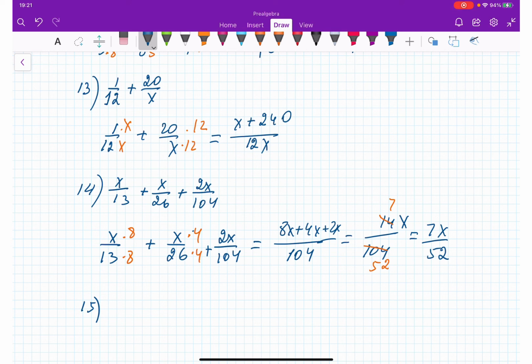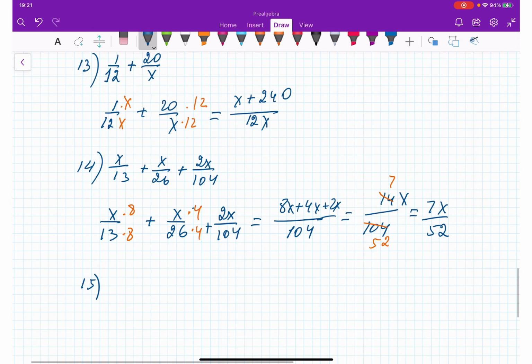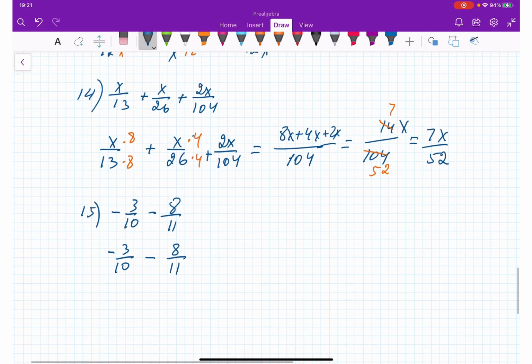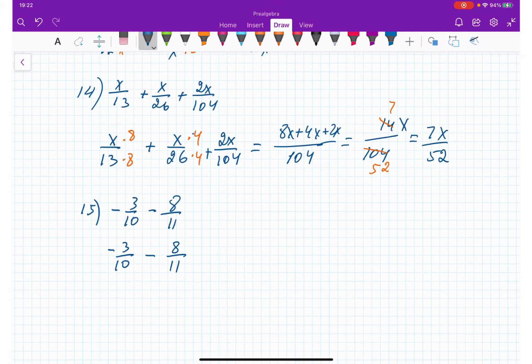And let's solve the last problem. So we have negative 3 over 10, negative 8 over 11. See, both numbers are negative, so it's going to stay negative, right? But we are going to add, let's see, 10 and 11. Since 11 is a prime number, we have to multiply by each other. It's going to be 110. So times 11 here, times 11 here, times 10 here, times 10 here.